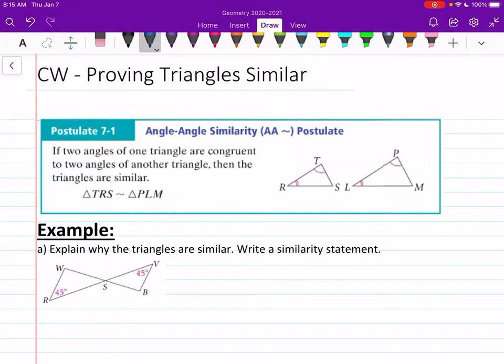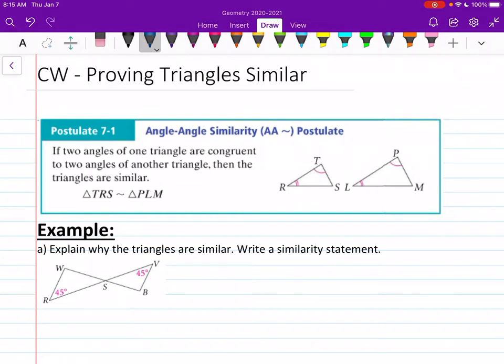Hello, today's lesson we are talking about how to prove triangles similar. So remember, similar means that all of the sides are proportional and all of the angles are congruent. So we're going to go through some similarity theorems and postulates. So our first one is called the angle-angle similarity postulate.